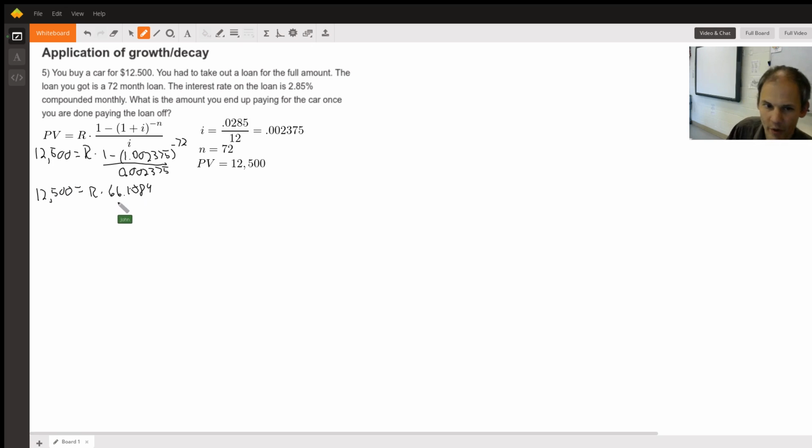And of course, with a little bit of algebra, we can just divide both sides by 66.1084. And we get as our payment amount approximately equal to $189.08. That is the amount of payment. Now that is not exactly what we were asked in this question. However, it will help us to get that, because what we want to know is how much we end up paying total for the car throughout the duration of the loan. Well, we have this monthly payment of $189.08.